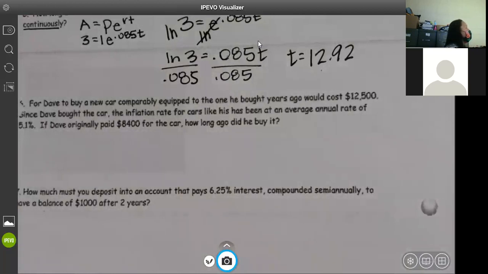Remember I told you half-life is always like carbon dating. It'll be scientific. So this is not scientific. This is money. What's happening to the car? Is it decay or growth? It's growth. Why do you know it's growth? Because the annual rate goes up. Inflation, right? Inflation means increase.